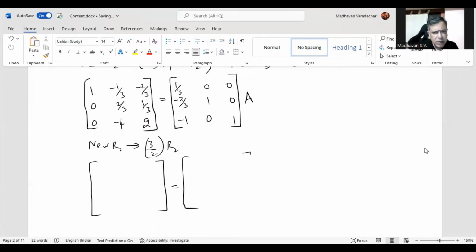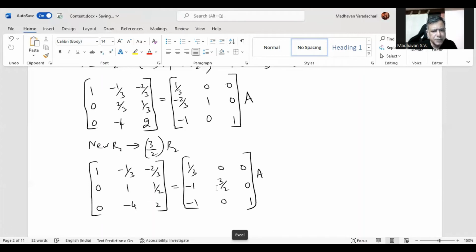So this matrix will become, see, we are not doing any change in row 1 and row 3. That will remain as it is. So here also, row 1 and row 3 will be the same. 0, minus 4, 2. Here it is minus 1, 0, 1. Now, applying this operation in this second row, we have 0, and then this will become 1, and this will become 1 by 2. And here it will be minus 1, 3 by 2, and then 0.